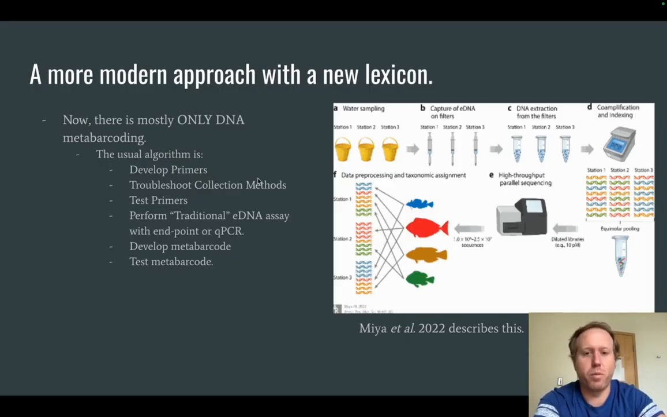The usual algorithm before you even get to water sampling is here on the left, and that's what I'm going to talk about as far as where we're at with the work at Longwood University. The methods that have coalesced on the right are for when you've already troubleshot all of your issues and you're actually monitoring the species present. This is more like when you're developing the tools.